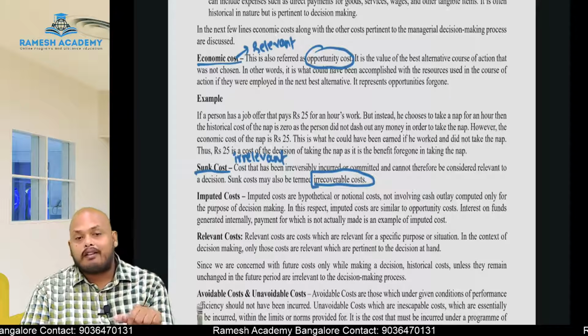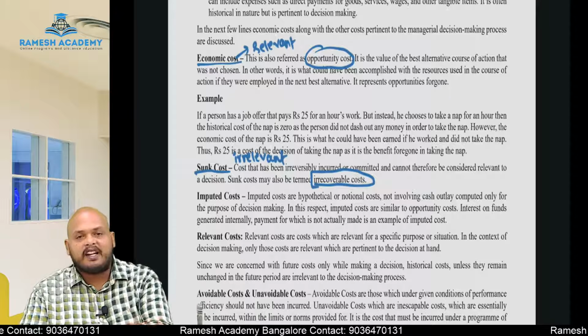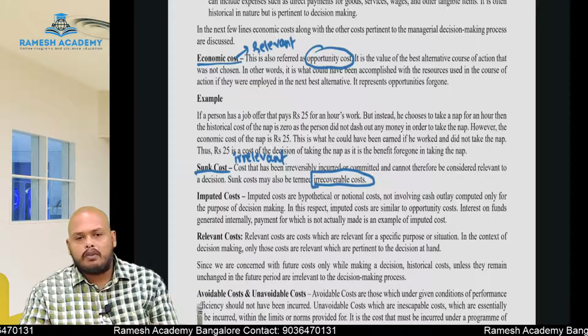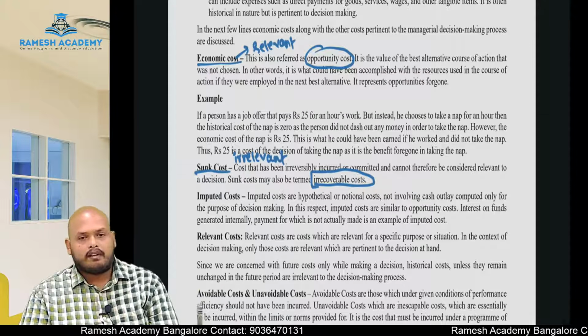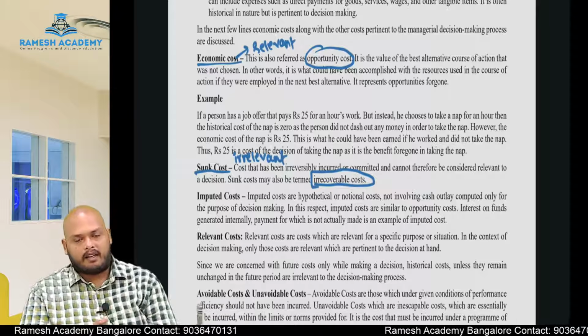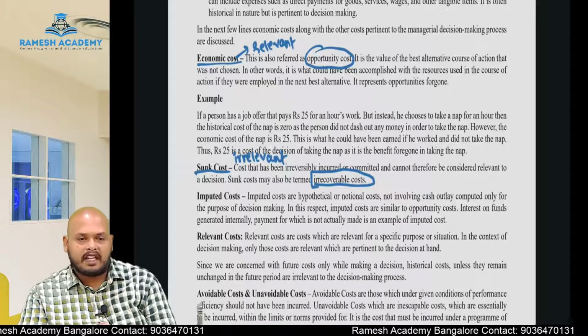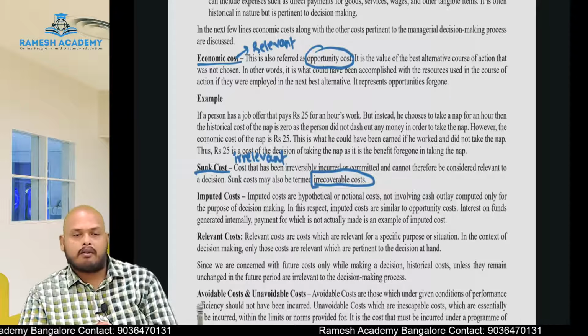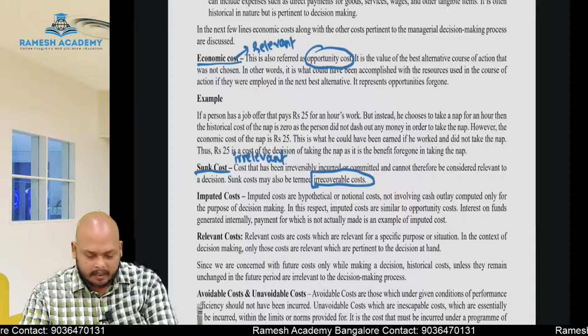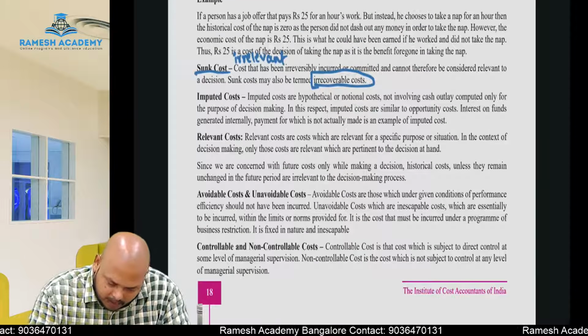He is asking the concept. He is testing the concept: which is relevant, which is irrelevant. Why is it irrelevant? Because there is no use. The cost which is already incurred, we cannot reverse it back. Sunk cost is irreversible in nature. That is the reason it's irrelevant for decision making purposes. Next now.